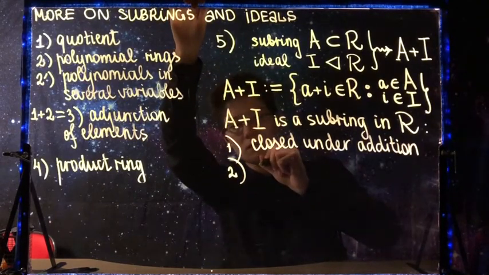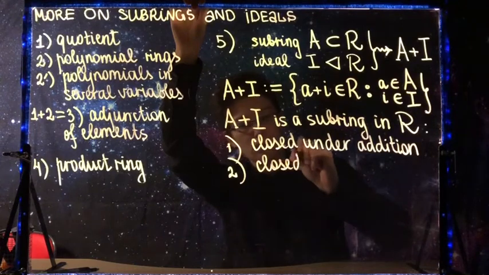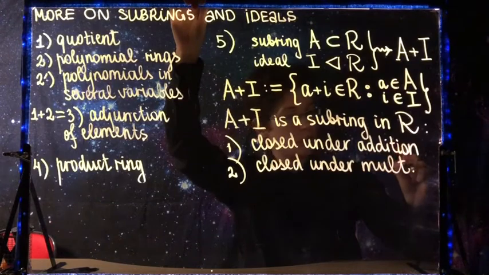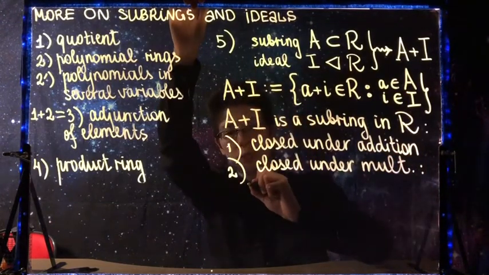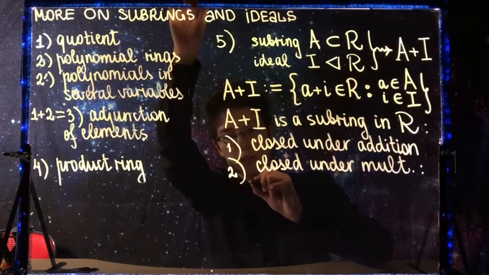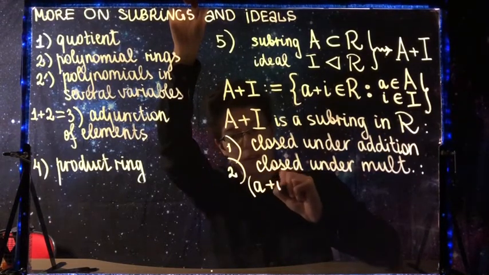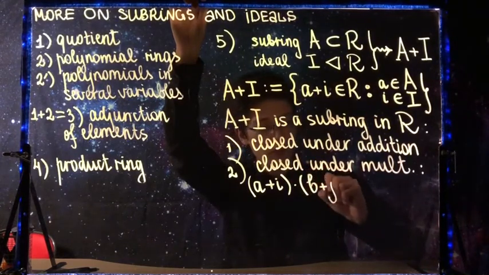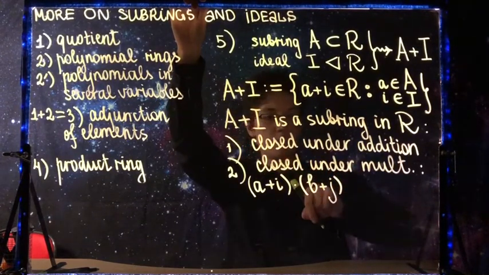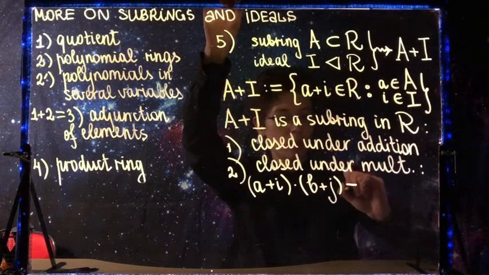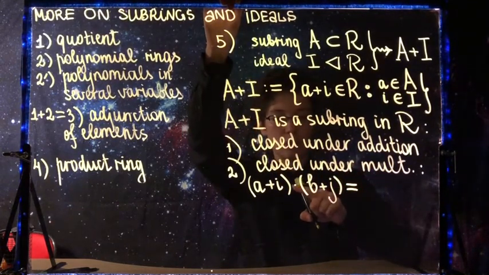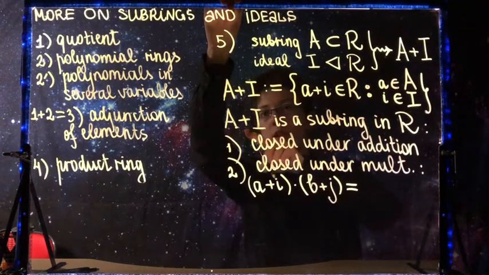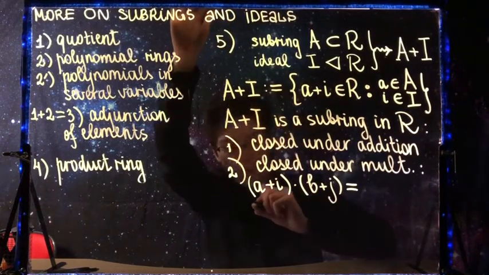Second, it is closed under multiplication. So if we have two elements a plus i inside of A plus I and b plus j, where b is from A and j is from I, we want to check that their product with respect to multiplication in R still belongs to A plus I. So let us open the brackets.